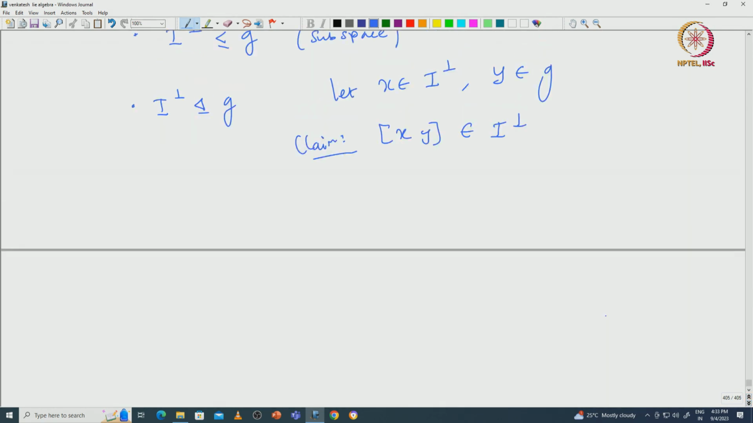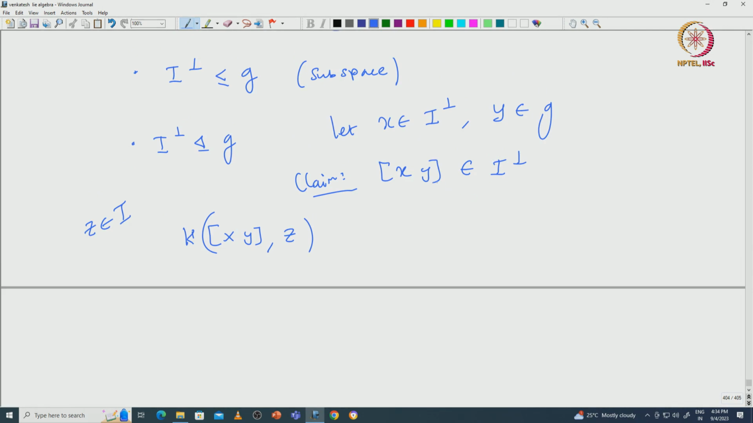If we compute kappa of the bracket x y, and then take some z from I, we need to show that kappa of bracket x y comma z must be 0. That is the definition of bracket x y being in I perp. So, for z in I, kappa of bracket x y z is equal to kappa of x comma bracket y z, using the associativity.